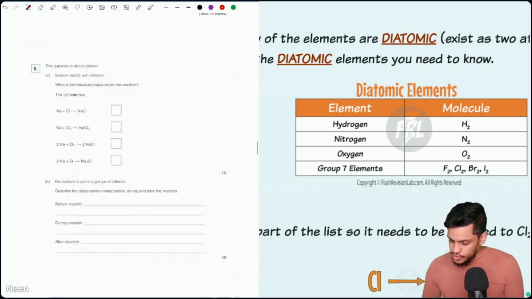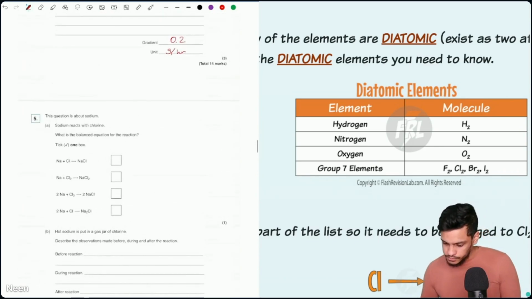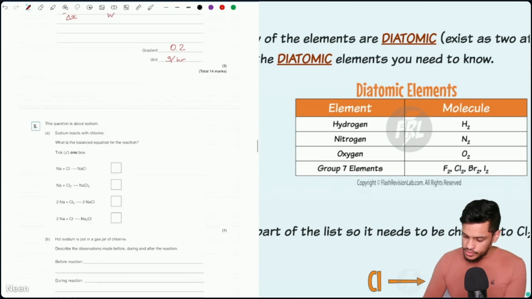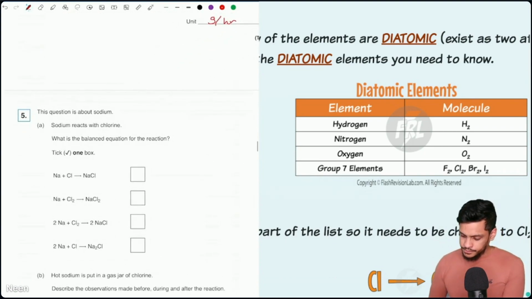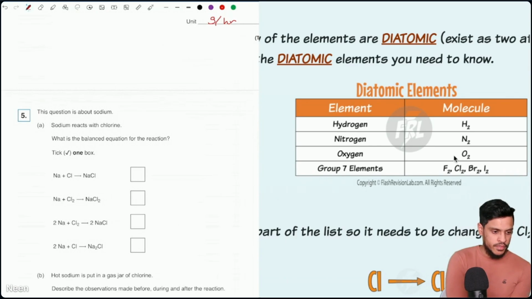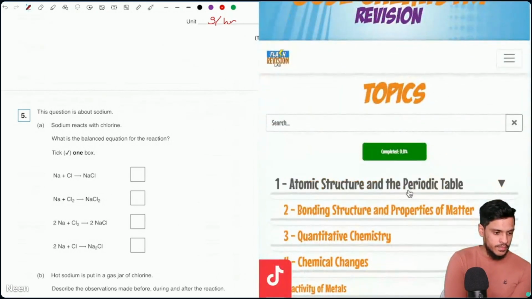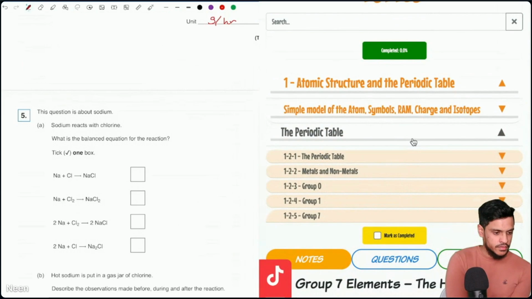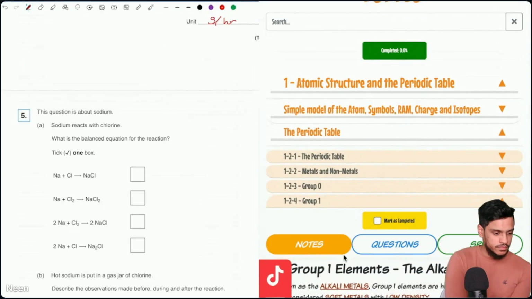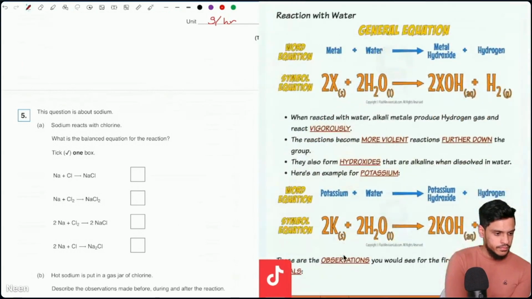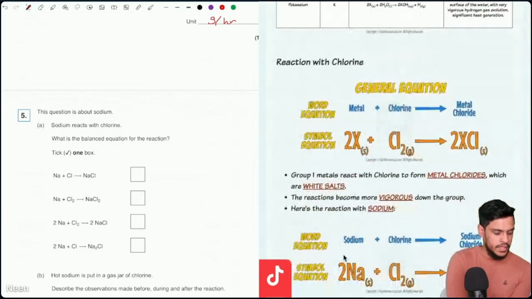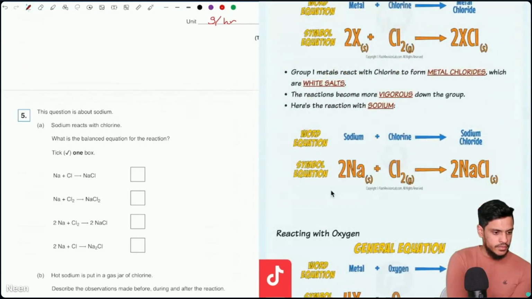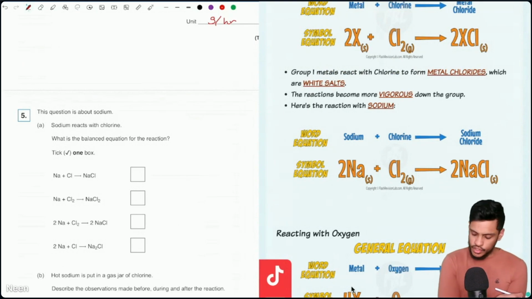Okay, on to the last question. Sodium reacts with chlorine. What is the balanced equation for the reaction? Sodium plus chlorine. I've got this in the notes as well. This comes under group 1. Let me know what you think the answer is. Here we go. Sodium plus chlorine, 2Na plus Cl2 goes to 2NaCl. That's the answer there.